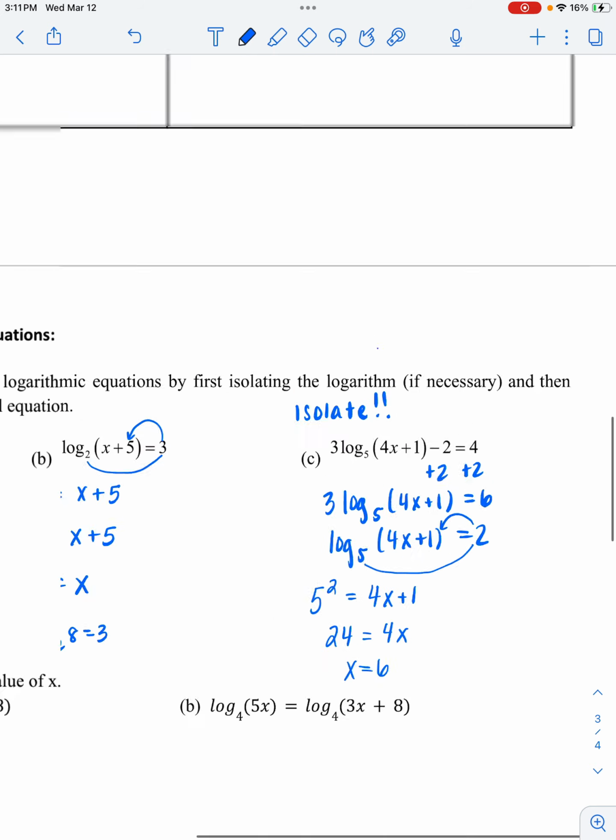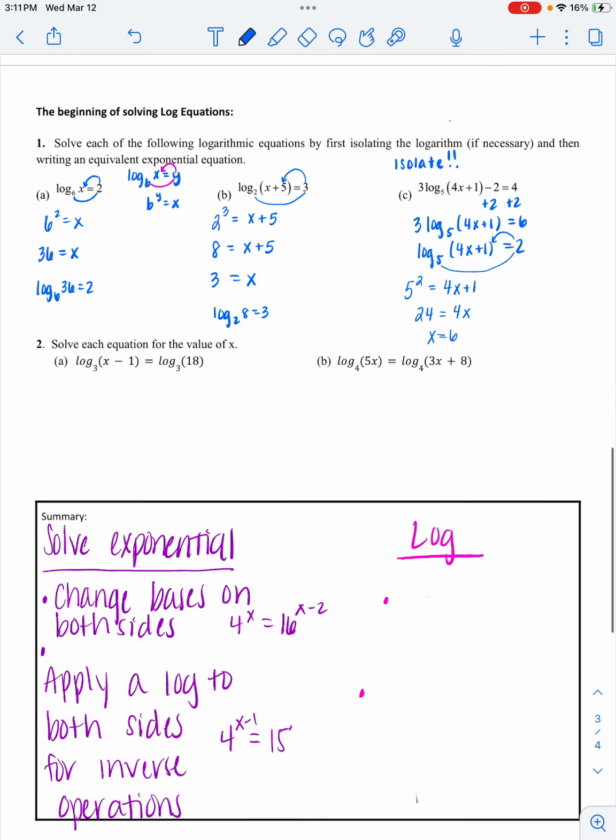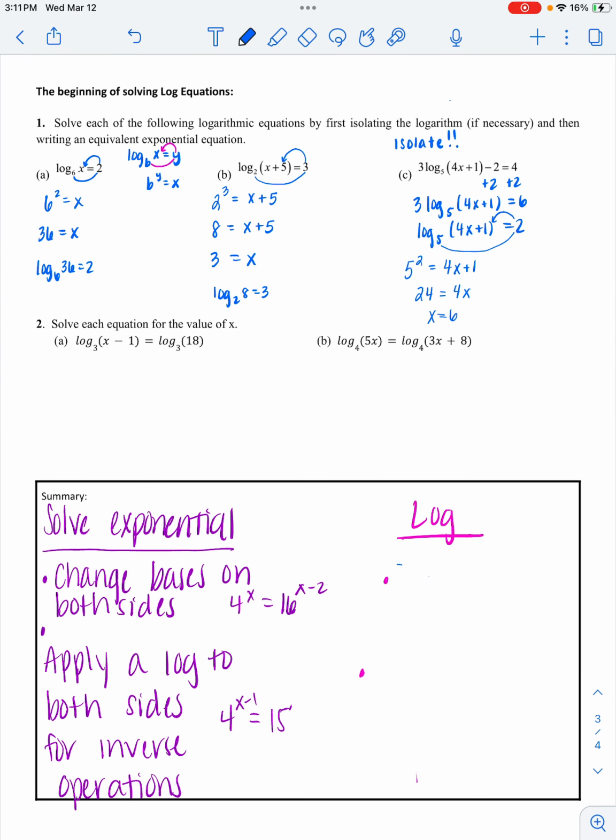Okay, so in that case, every single one of those, I took the log and I turned it into exponential form. Sometimes it becomes just a linear equation, sometimes it becomes an exponential, sometimes it becomes a quadratic, but you're turning it into exponential or an equation with exponents. Okay, but you can't always do that.